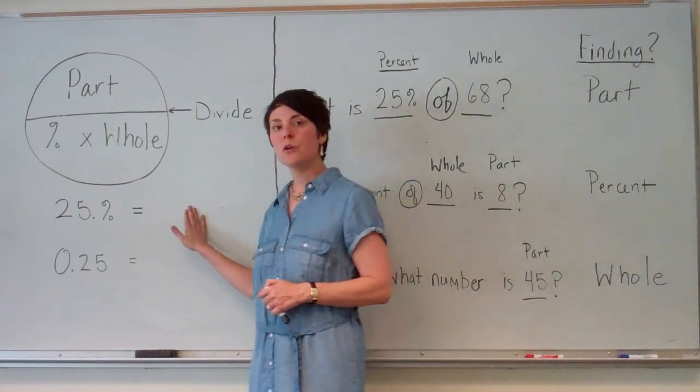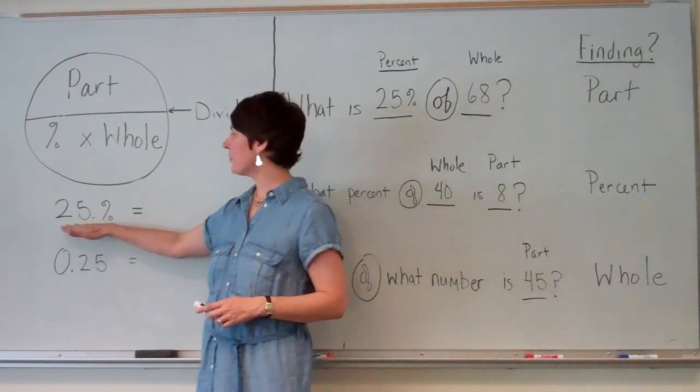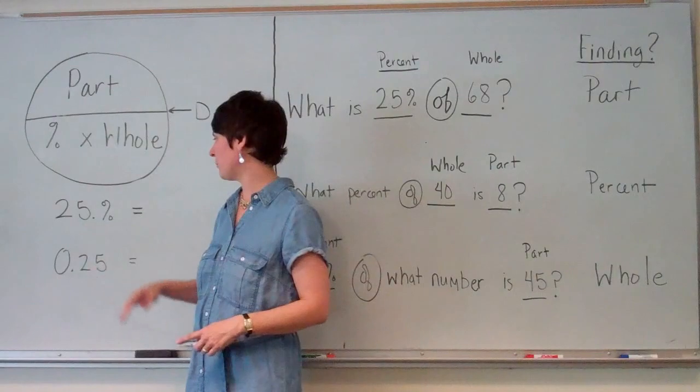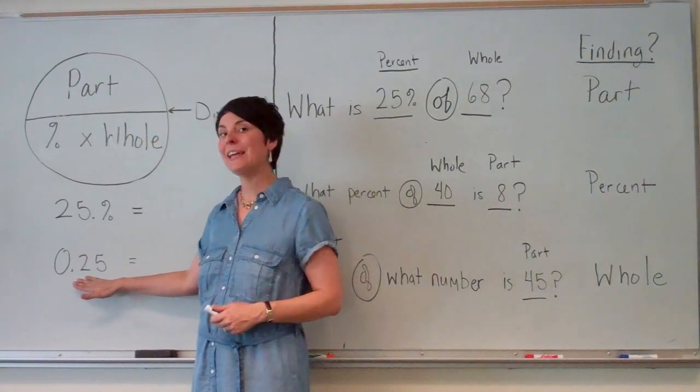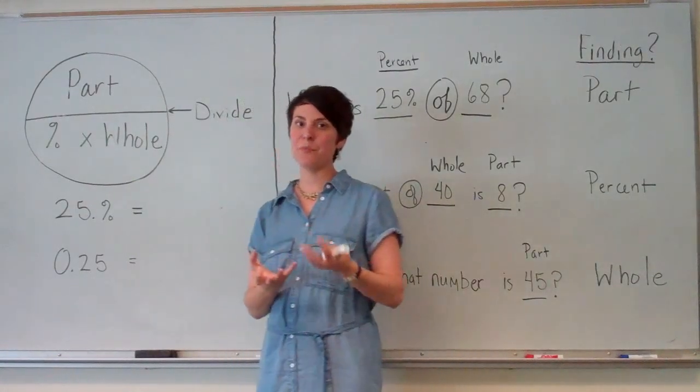Really quickly, we need to do a quick skills review. Often in percent problems, we will have a percentage and it'll be easier to work with it as a decimal, so I want to know how to turn it into a decimal. And then sometimes we'll get an answer that's a decimal, and what we really need is to make it look like a percentage, and we'll see that these can be equal to each other.